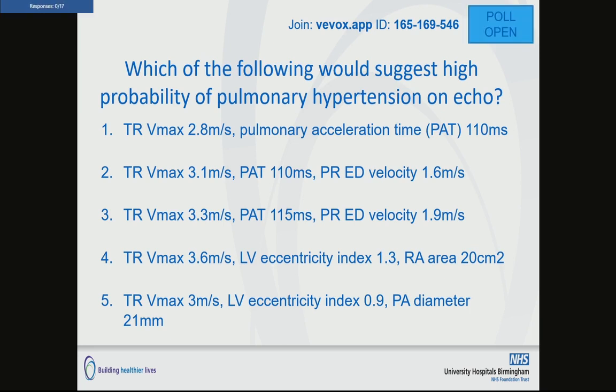So which of the following, I'm not going to read all these out because there's lots of numbers, which of the following would suggest high probability of pulmonary hypertension on echo?